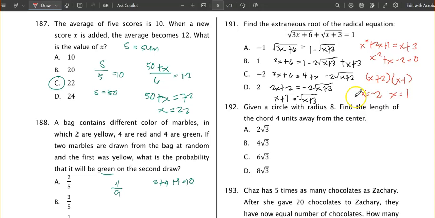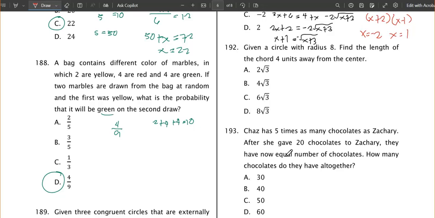So if we're going to put back these numbers here, we will actually see that negative 2 will make it the same. This becomes 1 equals 1. But when you plug in 1 there, it will give you 5 equals 1. So our extraneous root will be x equals 1, or letter B.